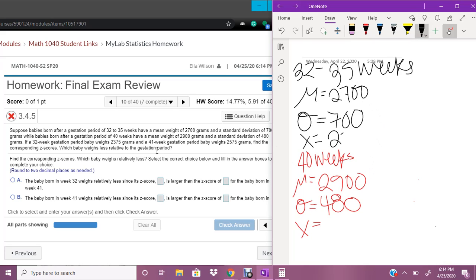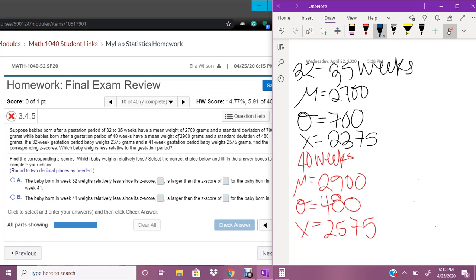So it weighs 2375. And then a 41 week, which is greater than 40 weeks, weighs 2575. So I will write that down.